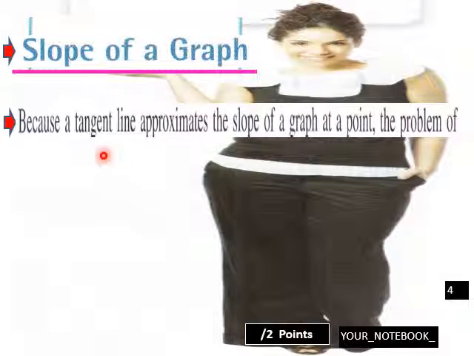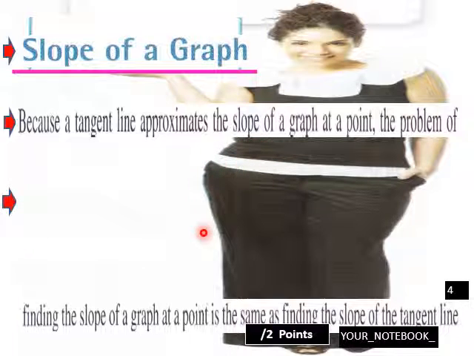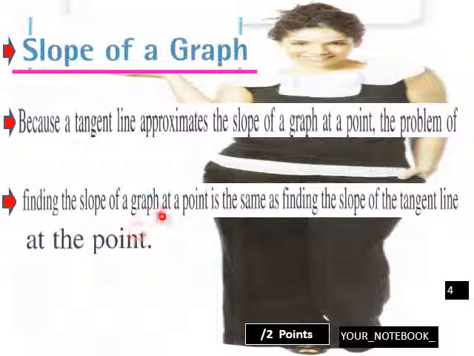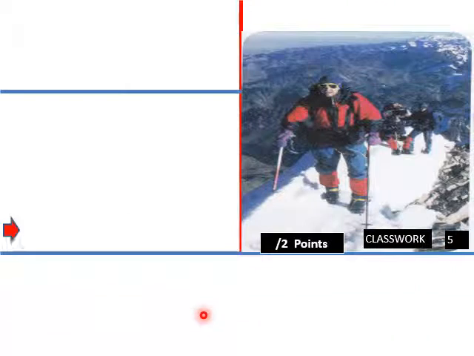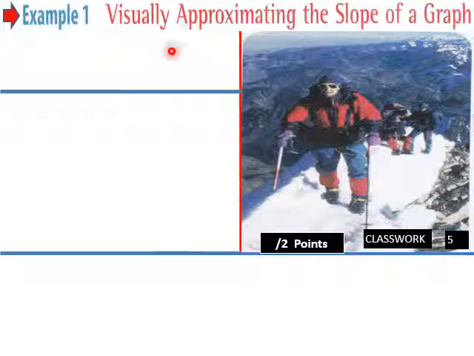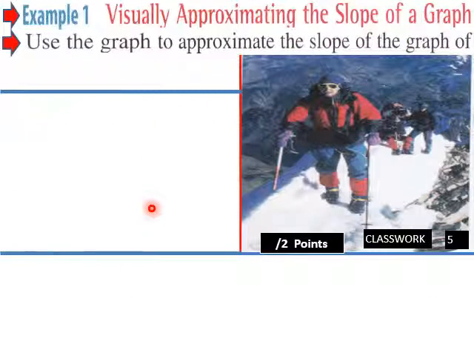Slope of a graph. Because a tangent line approximates the slope of a graph at a point, the problem of finding the slope of a graph at a point is the same as finding the slope of a tangent line at that point. So that is your problem, the tangent line slope. So we're going to try that here. Visually approximating the slope of a graph.